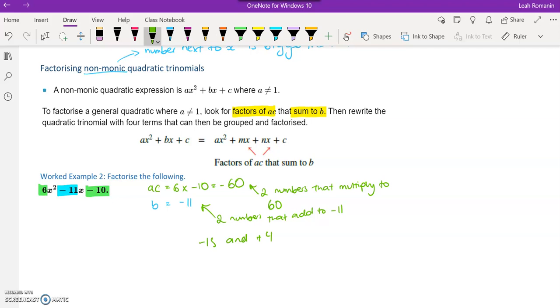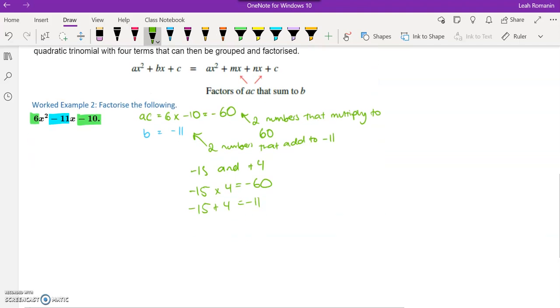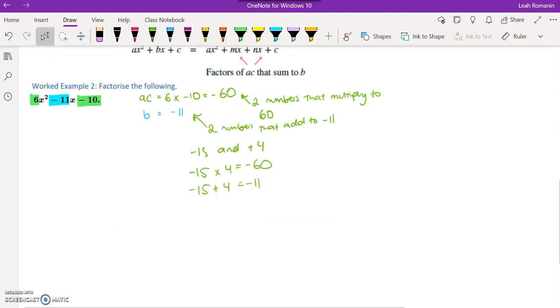Now, when negatives come into play here, you need to be really careful which numbers are negative. So checking that everything is equaling what we want it to. Negative 15 times 4 is equal to negative 60. It's going to stay negative because I have one negative and one positive. And then negative 15 plus 4 is equal to negative 11. So checking that that's all right, now I can go ahead and factorize.